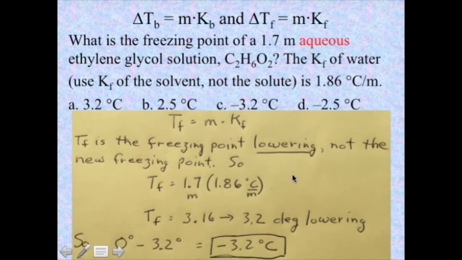Here it is. You work it out, and you get minus 3.2 degrees Celsius. Remember that ΔTf is the freezing point lowering, not the new freezing point. So after you calculate the freezing point lowering, you must subtract it from the freezing point of the pure solvent to get the new freezing point.